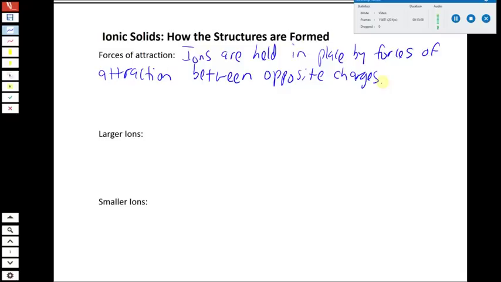So we're going to talk about a few different structure types that exist for ionic compounds. How exactly do these ions arrange themselves? What they're essentially trying to do, and this is what you're trying to do in any of these types of structures, is maximize the attractions while minimizing repulsions.